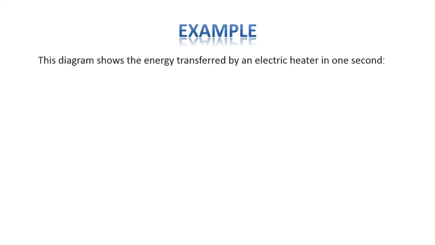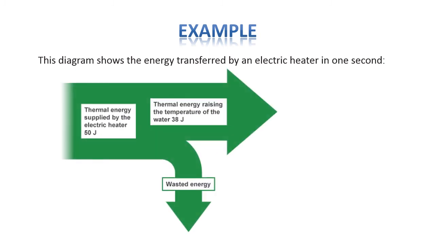Let's see an example. This diagram shows the energy transferred by an electric heater in 1 second. See the diagram. Please study the diagram. When you are using an electric heater, thermal energy supplied by the electric heater is 50 joules. Thermal energy raising the temperature of the water is 38 joules.